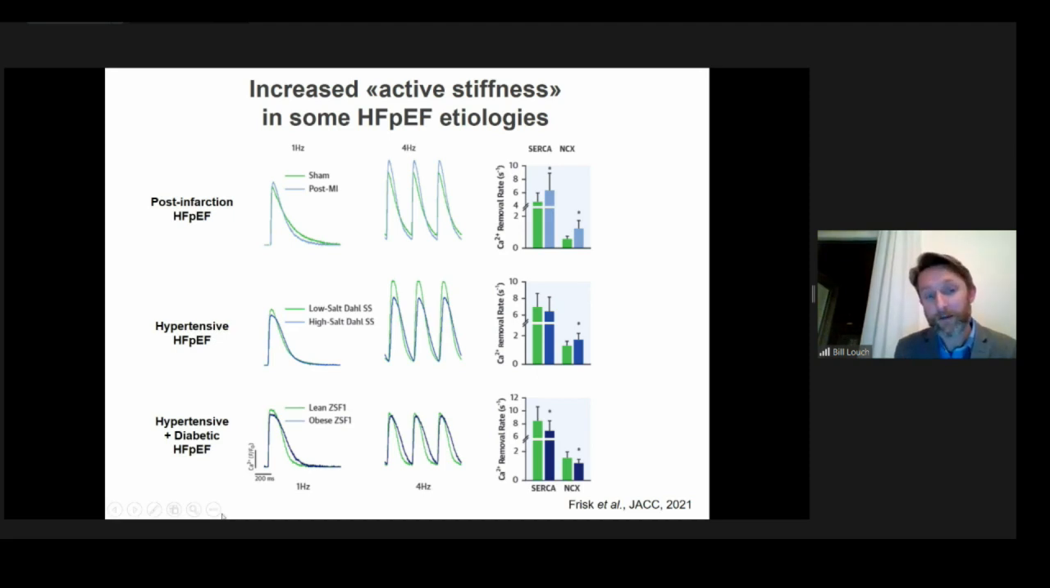And when we combined hypertensive and diabetic HFpEF in this model, which is the obese rat in comparison with the lean rats, now when we look at the calcium transients, you see calcium goes up and comes down more slowly than in the controls. There's a slower removal of calcium, what we call an active stiffness. That's due to less expression and activity of both SERCA and NCX. So there are big differences in HFpEF depending on the type of disease etiology.